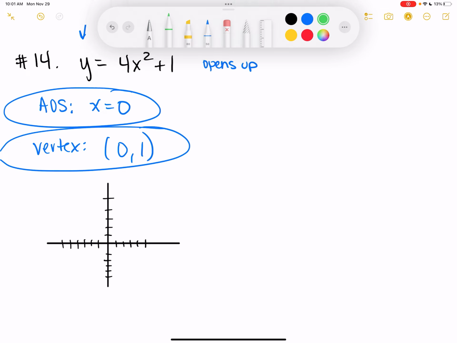All right, so I'm going to draw my axis of symmetry. Again, it's at 0, so I'm going to do the dotted line. And then I'm just going to draw an arrow and write AOS, so I know that's where my axis of symmetry is.